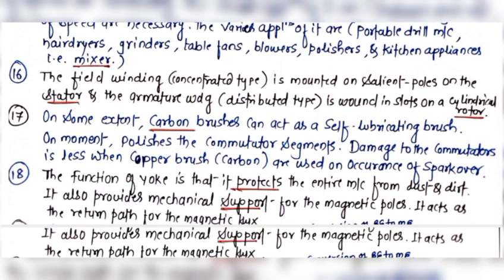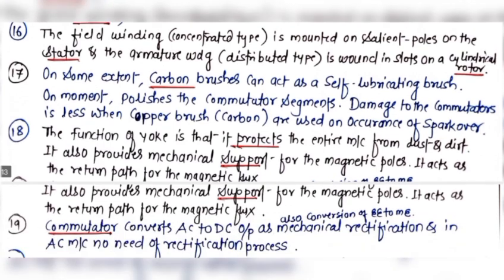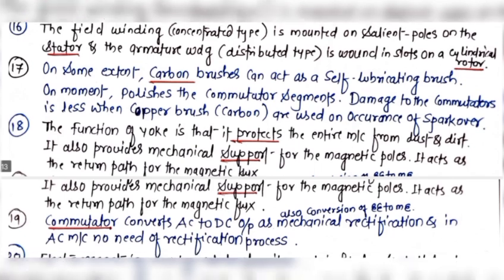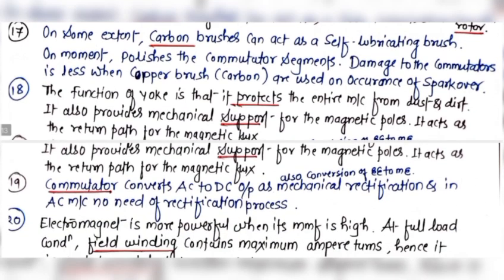To some extent, copper brushes, that is carbon brushes, can act as self-lubricating brushes. They polish the commutator segments. Damage to the commutator is less when carbon brushes are used on occurrence of spark over.